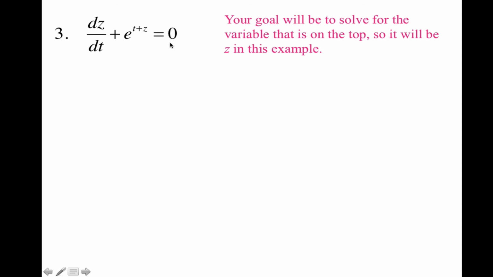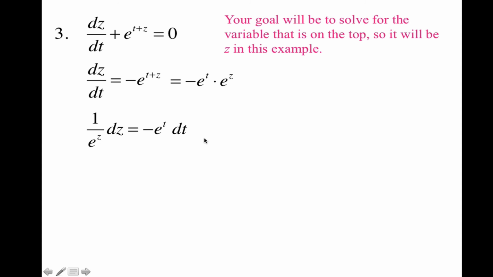Notice this time I have everything on the same side. So in order to get variables on different sides, I'm going to have to subtract the e to the t plus z. Now to separate the variables, I'm going to need to use my exponent properties backwards. So I can rewrite e to the t plus z as e to the t times e to the z. And now I can separate the variables. I get z on one side, t on the other side.